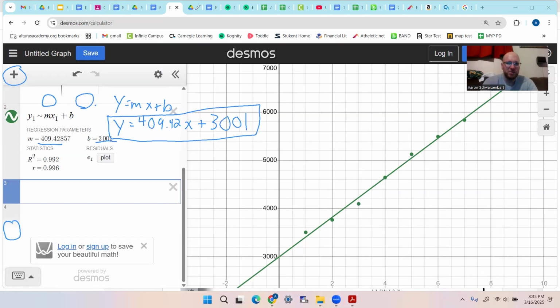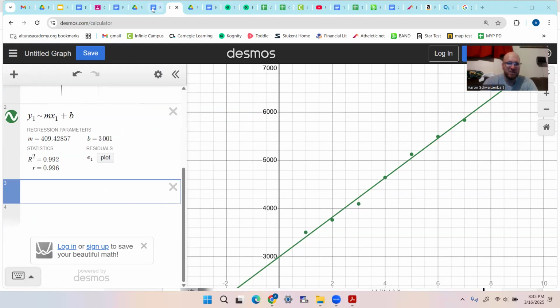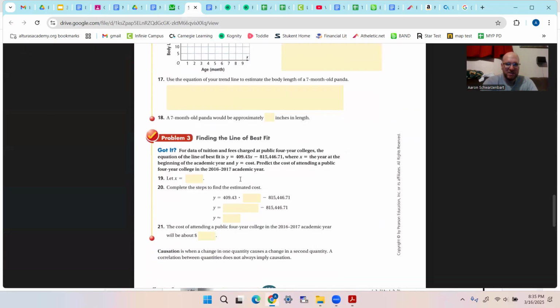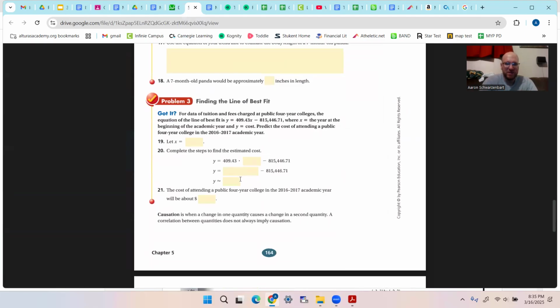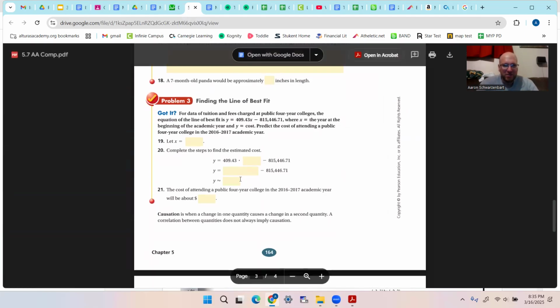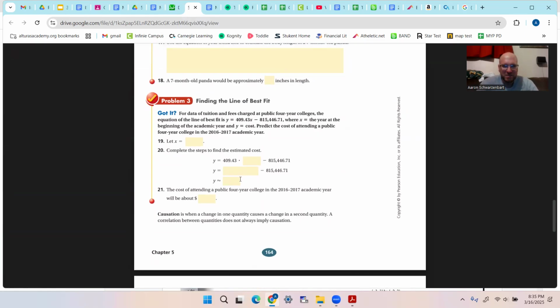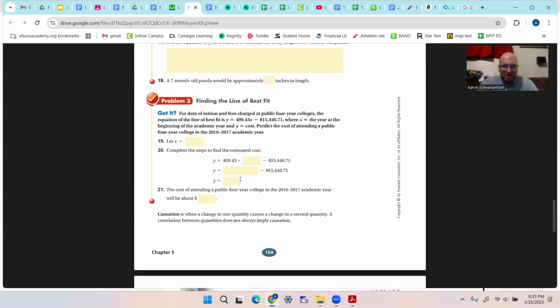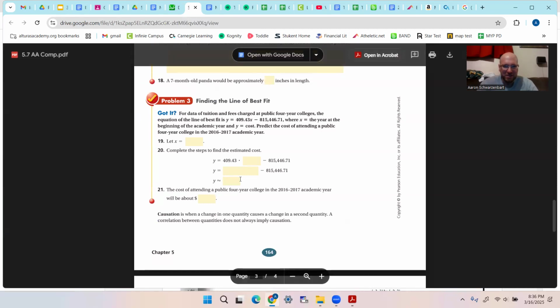Okay, we're going to do one other thing. We didn't quite finish up the companion last week, so we're going to finish the last three. So we just need to do 19 through 21. Okay? For data of tuition fees the public four-year colleges charge, this is my line of best fit, where x equals the year beginning in the calendar. Oh, hey, look, that's the same one we just generated.